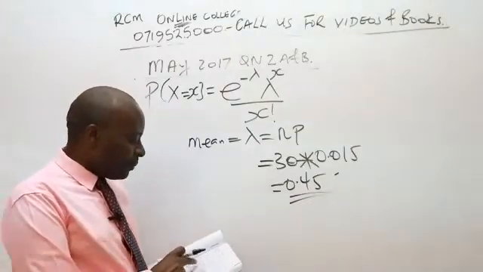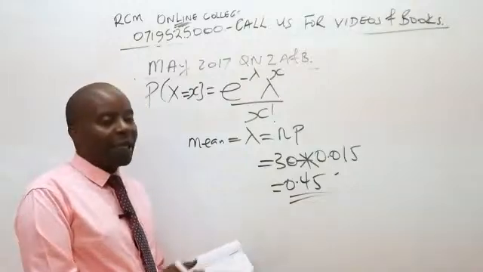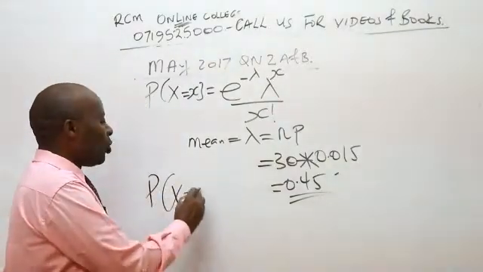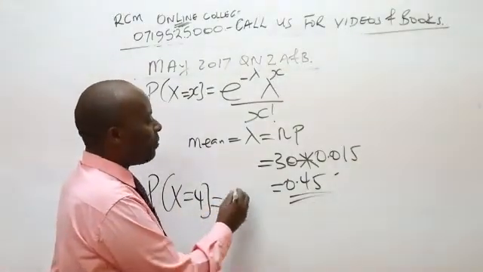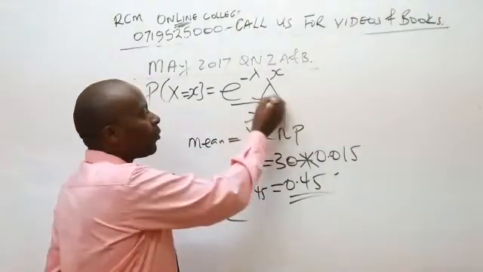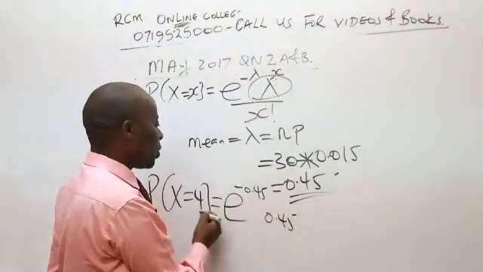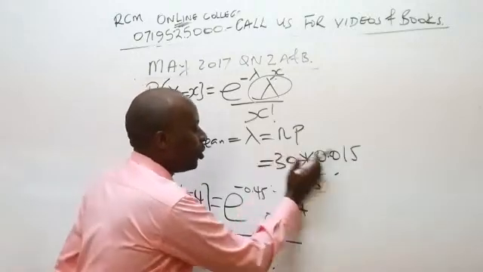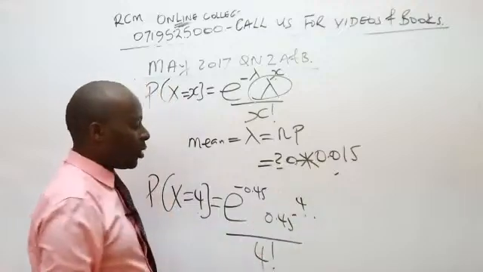So now here, number one, they want us to give them the probability that exactly 4 machines will break down. So the probability of X being equal to 4 will be equal to e raised to negative lambda, so raised to negative 0.45, following this. Then lambda raised to x, which is 4 here, all over 4 factorial.